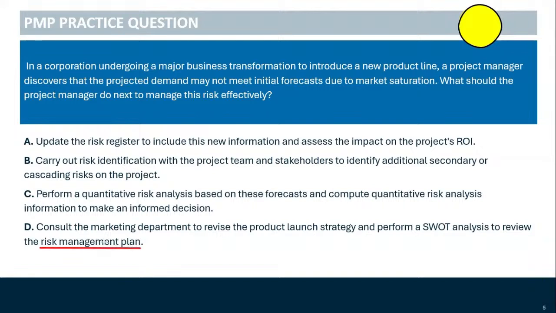Well, the risk management plan is a plan that guides you on how to address risks on the project. It is not the risk register. So we may not have to adjust the risk management plan. And besides, a SWOT analysis is not necessarily used to address the risk management plan. It's used to identify risks in risk management. So D is not the best option. It contains incorrect information and it's presumptuous by consulting the marketing department immediately to revise the product launch strategy without any analyses.